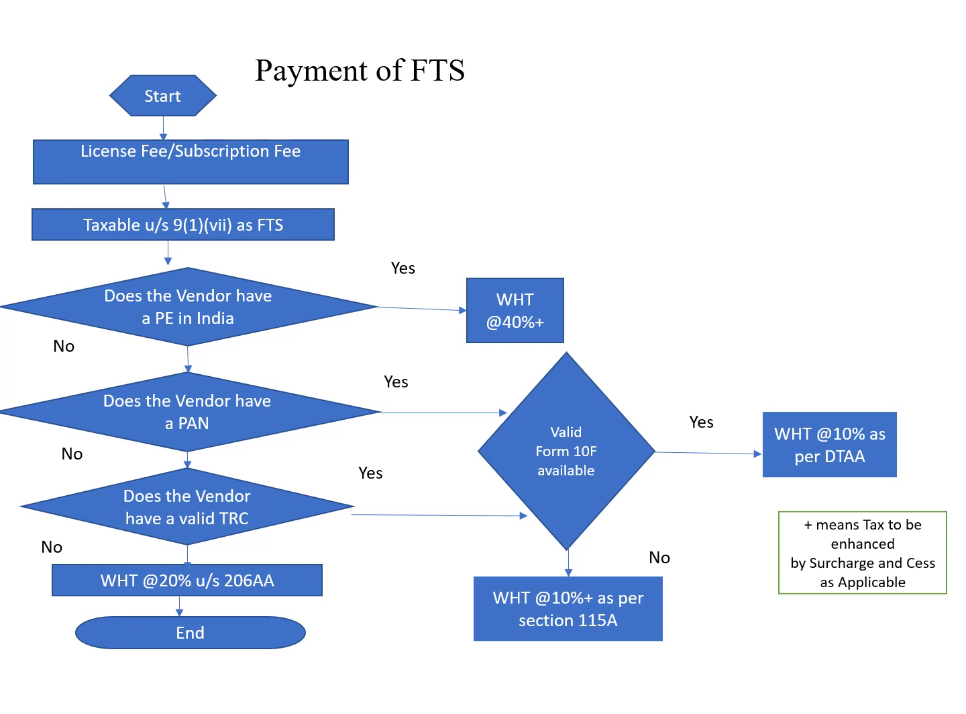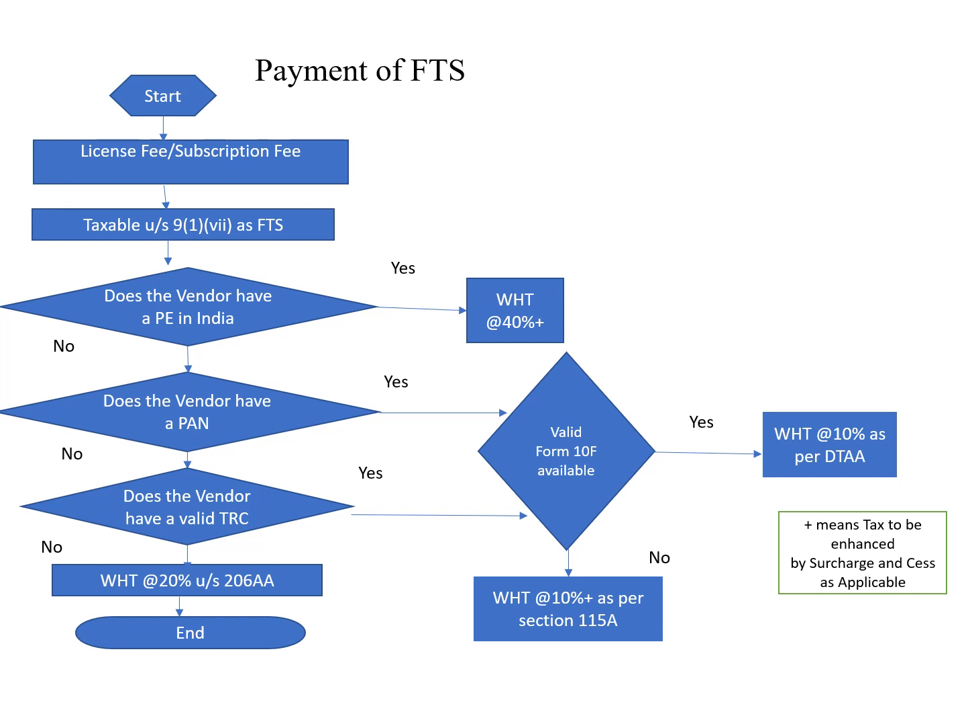If yes, 40%. If no, we'll ask whether you have a PAN. If yes, then we directly ask for Form 10F. If you provide Form 10F, then withholding tax at the rate of 10% as per DTAA. If no, then TDS at the rate of 10% as per section 115A. If you don't have a PE, don't have a PAN, but you're able to provide a manual TRC till 31st March 23, then yes, you can go with the same route. If no, then deduct 20% under section 206AA.